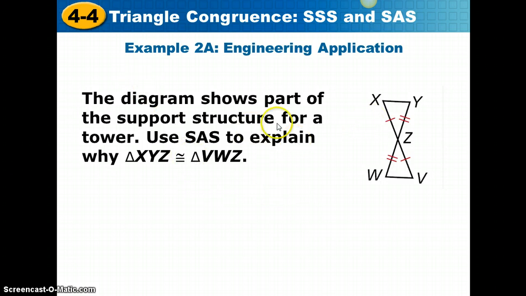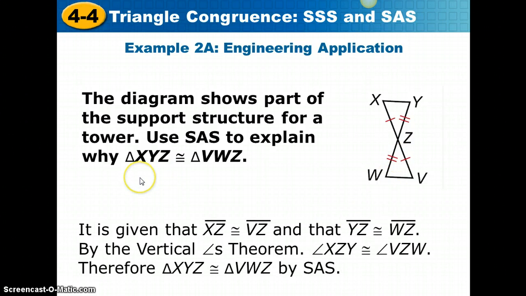This diagram shows part of the support structure for a tower. Let's use SAS, side, angle, side, to explain why these two triangles are congruent. So here's what we have. We're given that XZ is congruent to VZ, and YZ is congruent to WZ. Now, the included angle between these two sides is this angle here at Z. The included angle between these two sides is here at Z. What kind of angle pair are these two angles at Z? If you said vertical angles, you are correct. Remember, vertical angles are congruent. So that's why the included angles are congruent here.